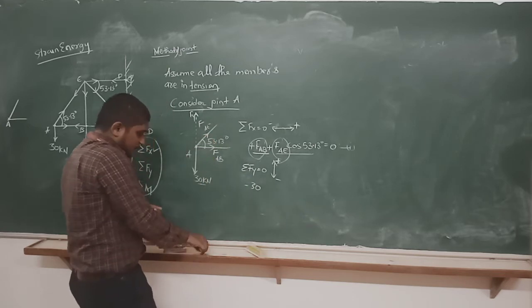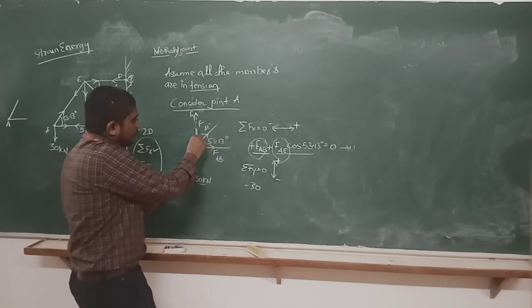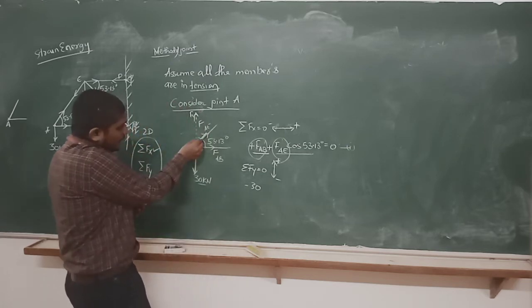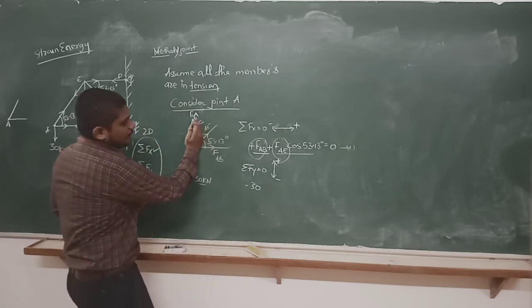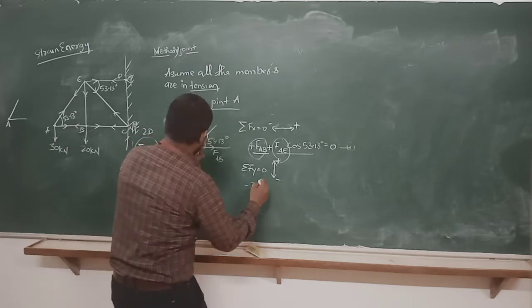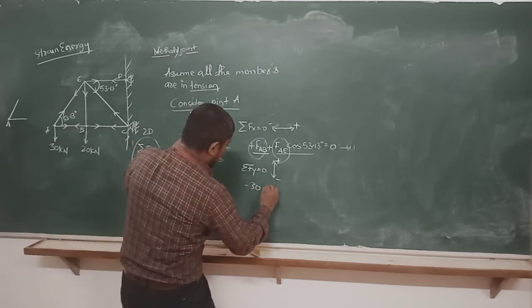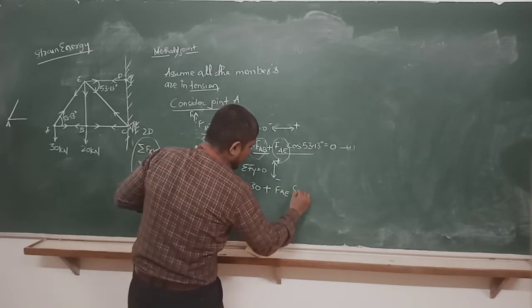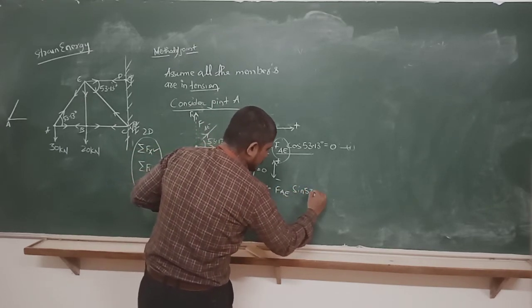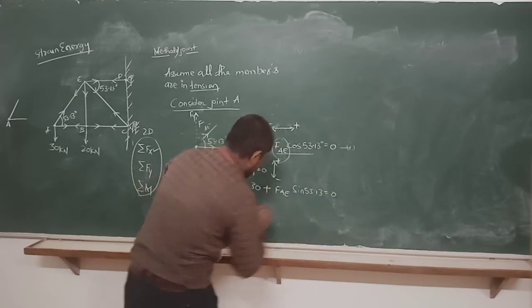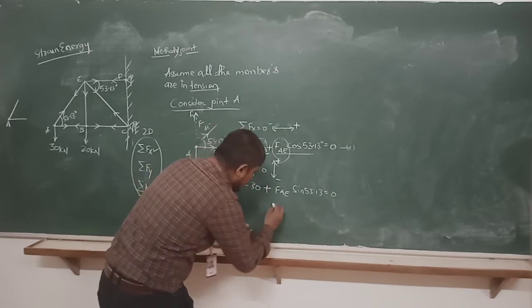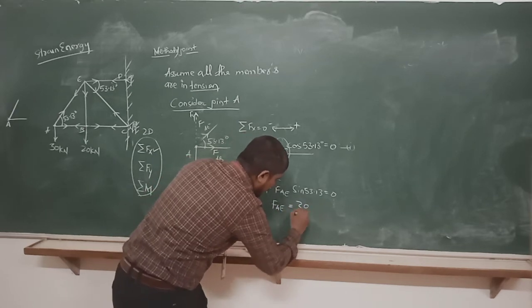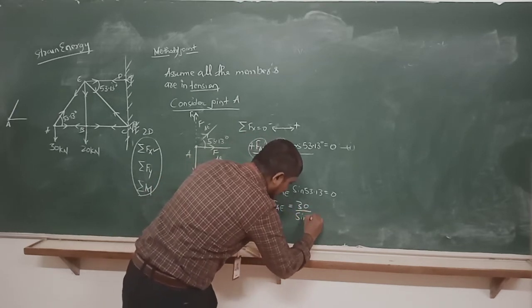This force, the inclined force, can be made vertical. So it is rotating away from the theta. See, it is away from the theta, and going upward. Upward direction means FAE sin 53.13 equal to 0. So from here you will get the FAE value. FAE is equal to 30 divided by sin 53.13.